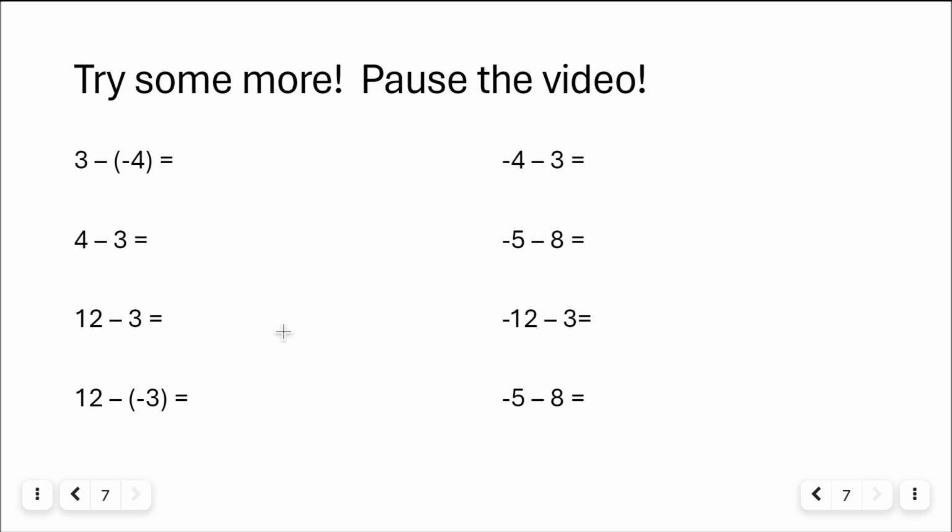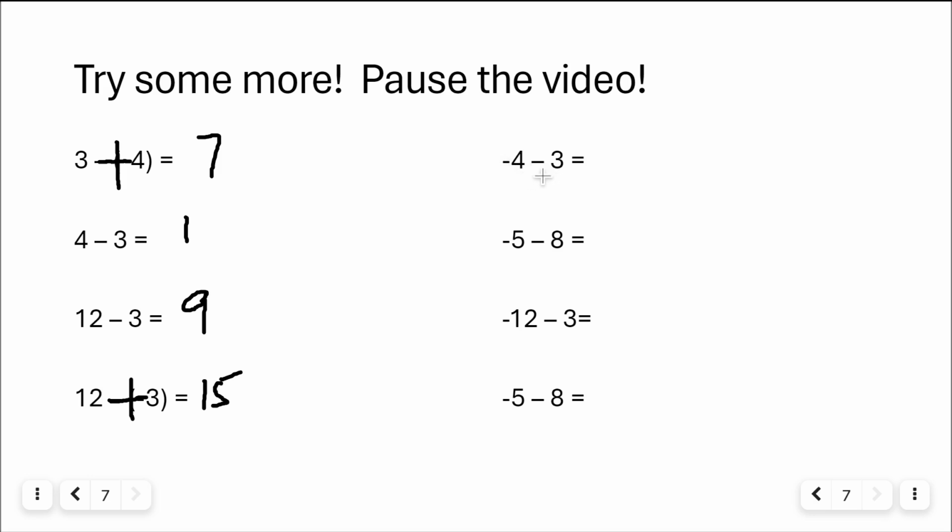All right. Try it again. Same idea. Make sure you can do it. 3 minus -4. Two negatives in a row make a positive. 3 plus 4 is 7. 4 minus 3, that's 1. You've done that a lot. 12 minus 3, you've done that a lot. That's 9. 12 minus -3. Two negatives in a row make a positive. 12 plus 3 is 15.